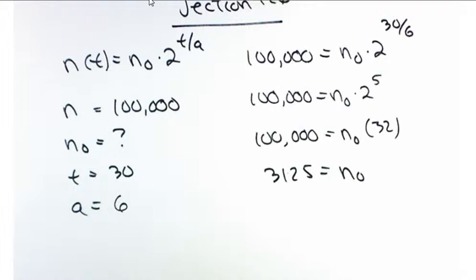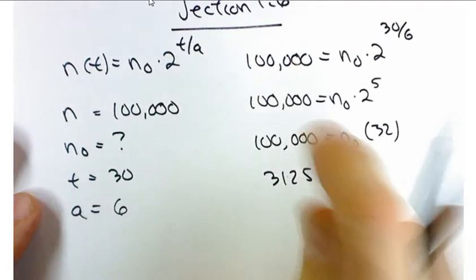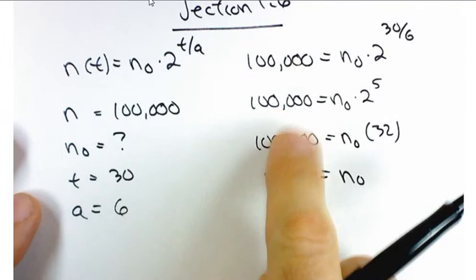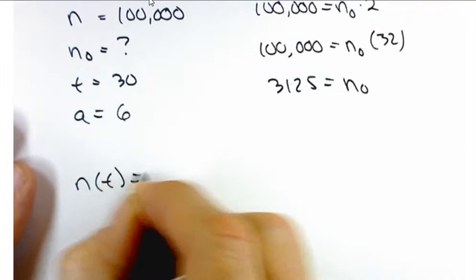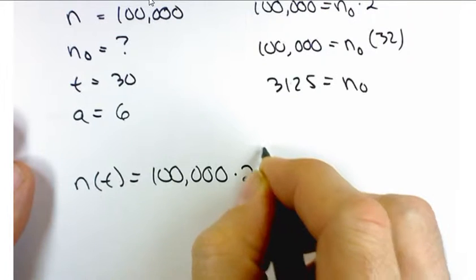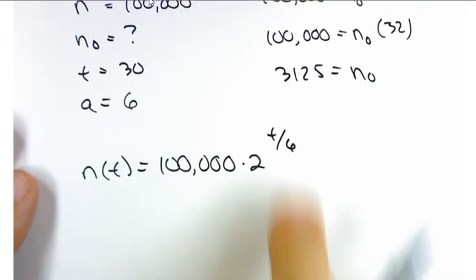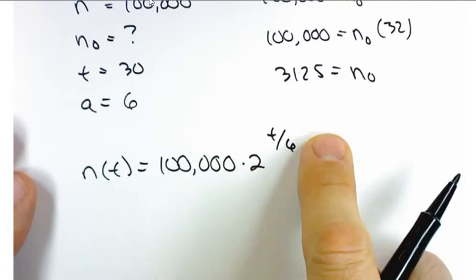Okay, let's see what other questions we have. It says, estimate the squirrel population 10 years from now. Let's see. I guess there's a couple ways we can do that. The population now is 100,000. So I can rewrite this as N of t equals 100,000 times 2 to the t over 6. And then 10 years from now, I'm just going to put in t equals 10.